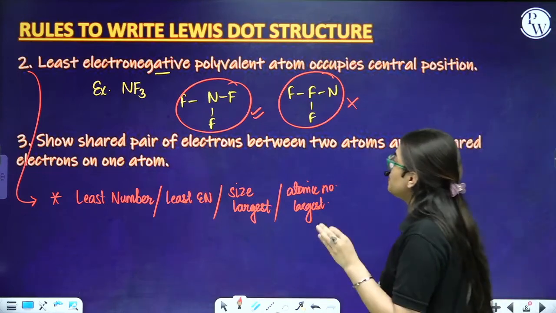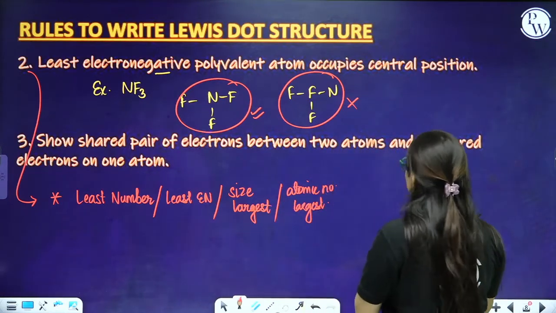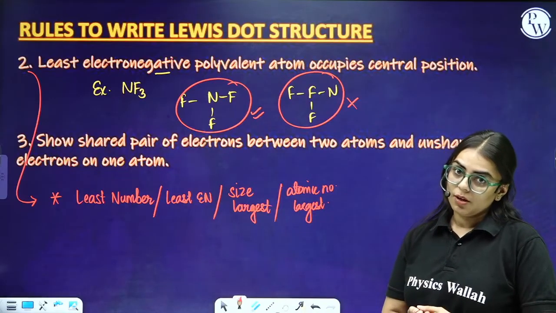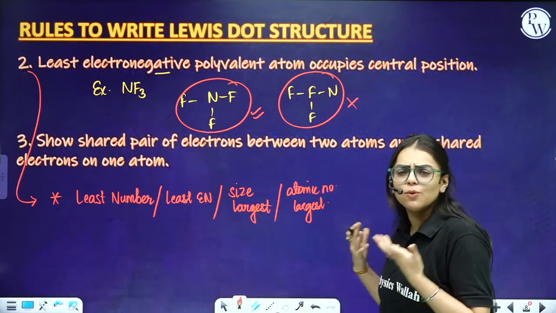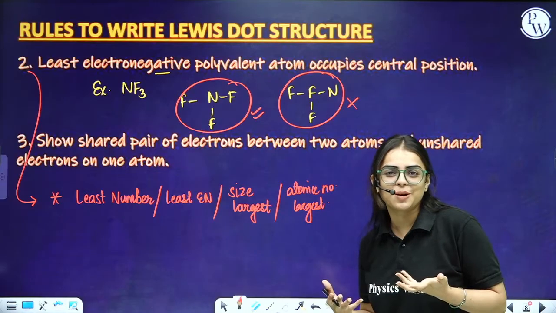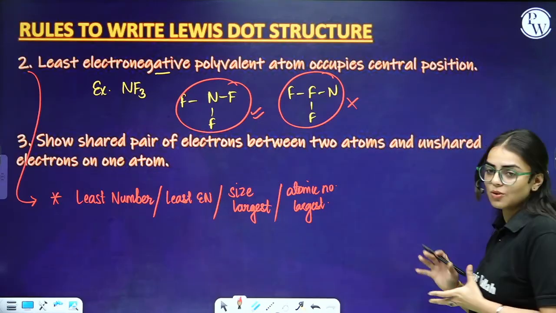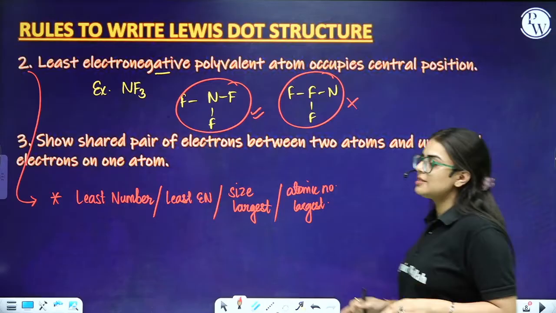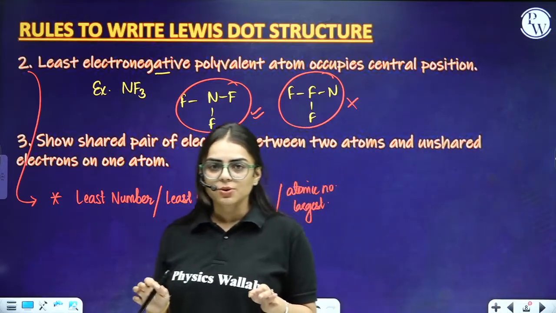Show shared pair of electrons between two atoms and unshared electrons on one atom. Okay, so this is how you represent. Now only we are going to start it, so no need to worry about it. But yes, first of all, write all these rules down. Then I'm going to bring you some questions over here. So students, I guess everybody has written these rules, right?